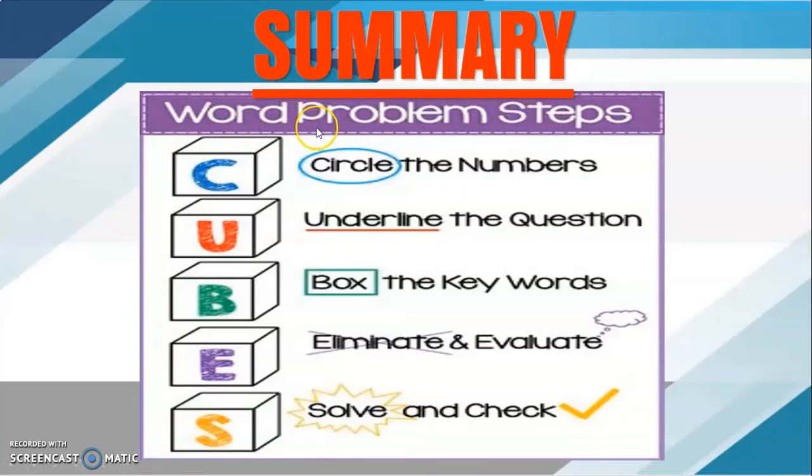To sum up our lesson, word problem steps, we have the mnemonic CUBES. C. Circle the numbers. U. Underline the question. B. Box the keywords. E. Eliminate unnecessary information. S. Solve and check.